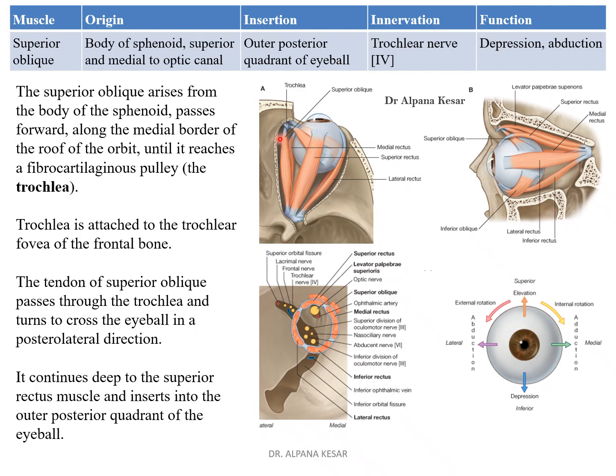The tendon of superior oblique muscle passes through the trochlea and then it turns around and runs across the eyeball in a posterolateral direction. It continues deep to the superior rectus muscle and gets inserted in the outer posterior quadrant of the eyeball on the superior surface.